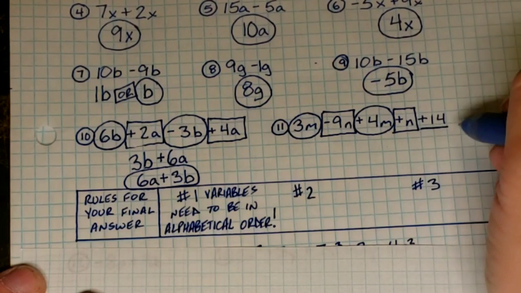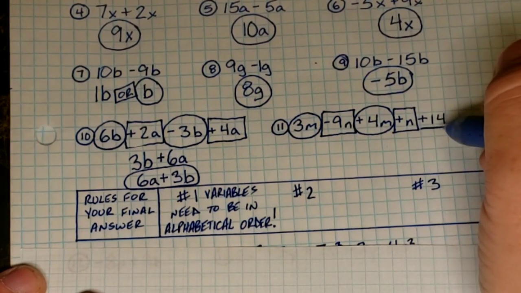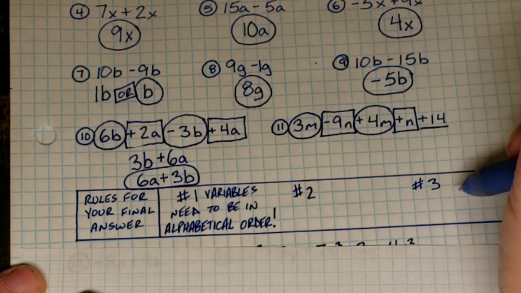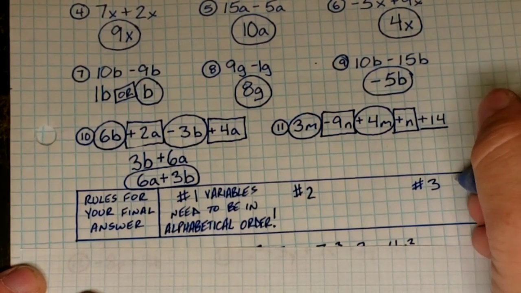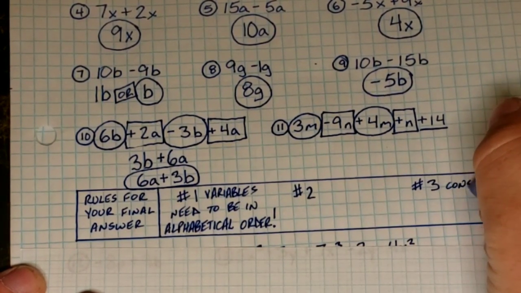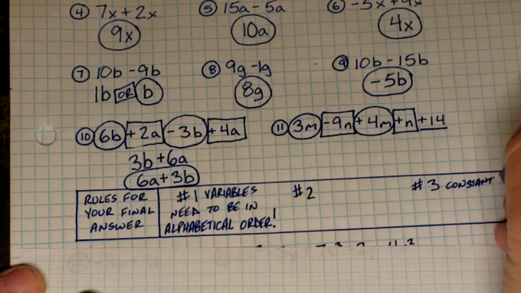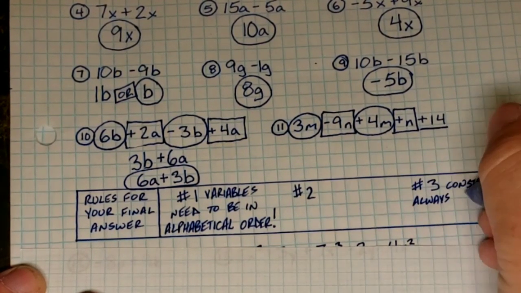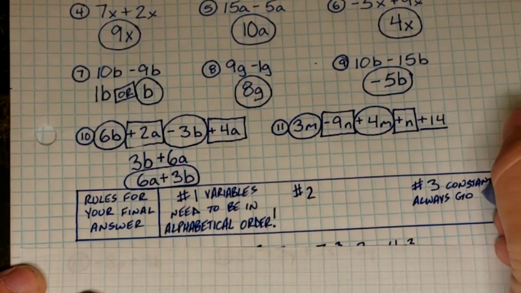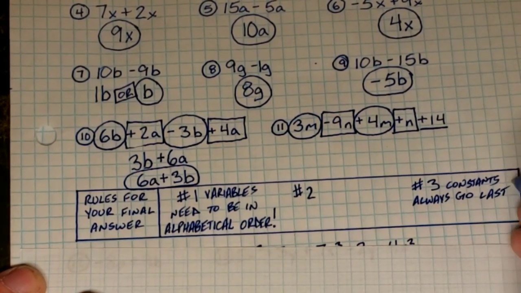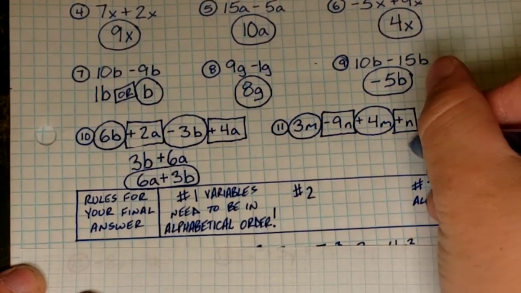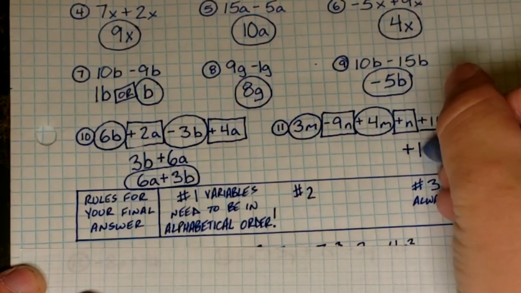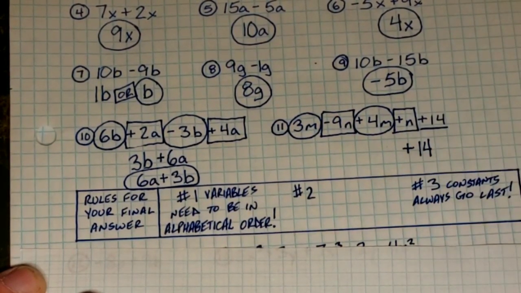Now, that positive 14 is a what? It's a constant. That leads us to rule number 3. Rule number 3, constants always go last. So when I bring this down, the plus 14 needs to be the last thing because it was the constant. Now, let's go ahead and think.